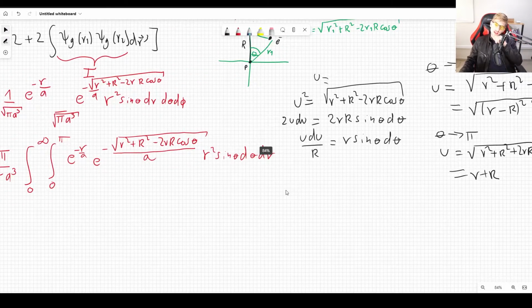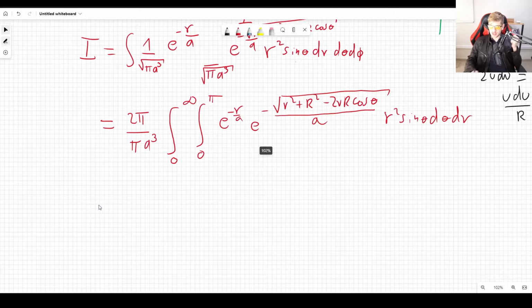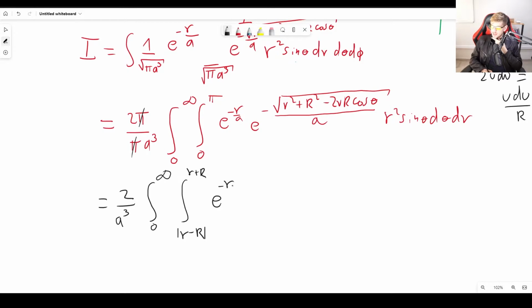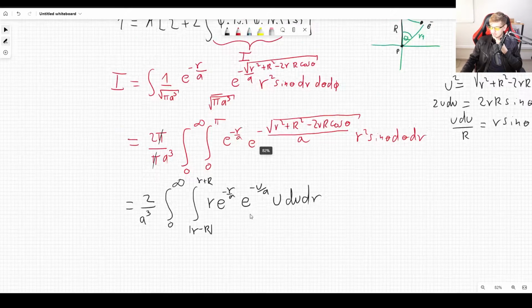Okay, so now let's plug all of that into our integral I. So this will be 2, the pi's cancel out, divided by a cubed, integral from 0 to infinity, and then integral from the absolute value of r minus R to r plus R. And then, well, the exponential stays the same. One of these r's survives, the other one doesn't. I mean, the other one is already inside of our change of variables. And then we get e to the minus u over a, and then u du dr, right?